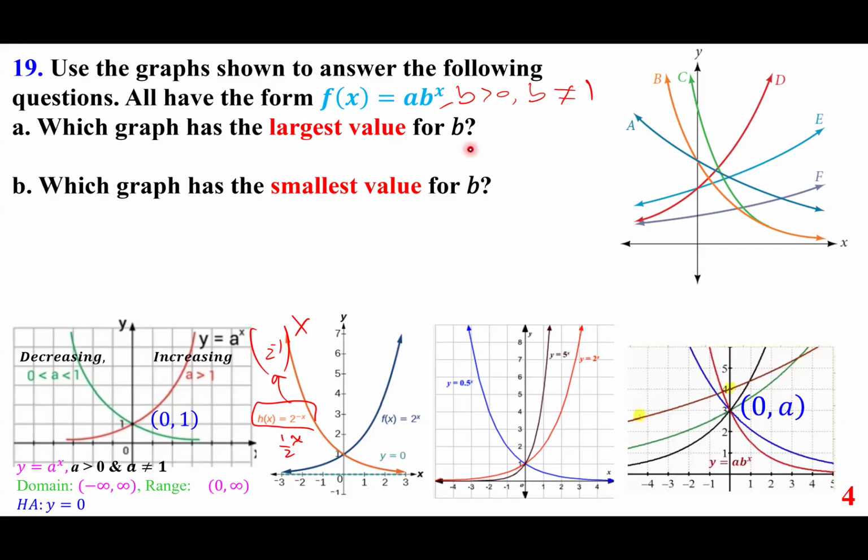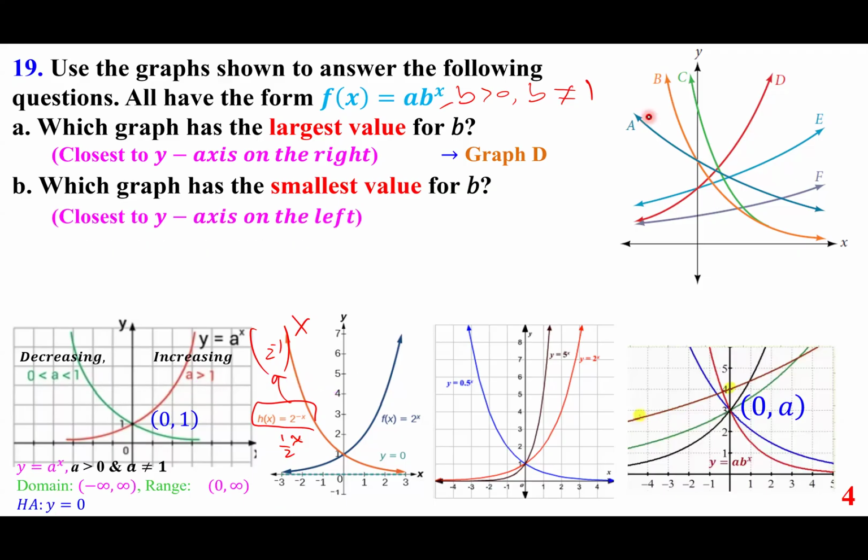Which one has the largest value for b? Well, closest to the y-axis on the right, just like this one, 2 versus 5, okay, 2 to the power of x versus 5 to the power of x. And in this case, which one is the closest? Look at this one, this one, this one. This is the closest, the D one. Which graph has the smallest value for b? The one that is closest on the left side. And so on the left side, we have this one, okay? And so this one, C, is the closest to the y-axis.